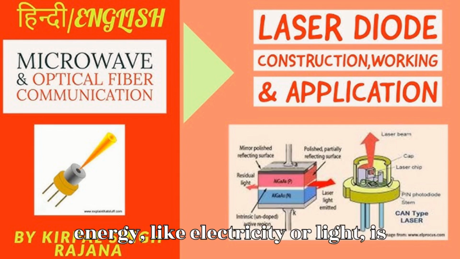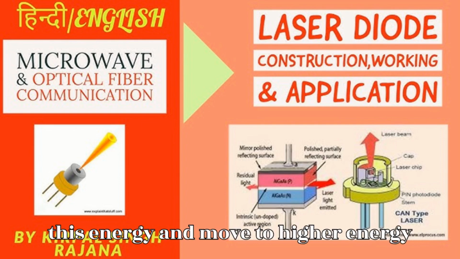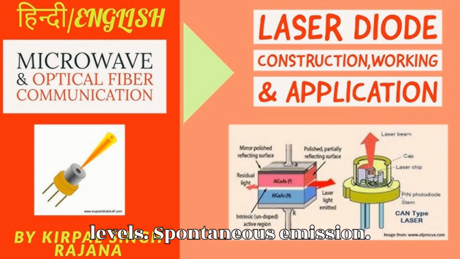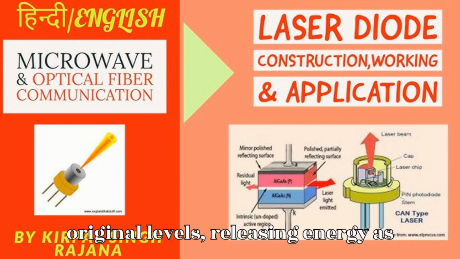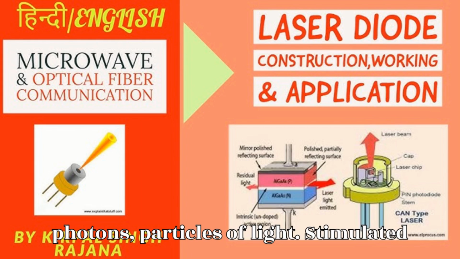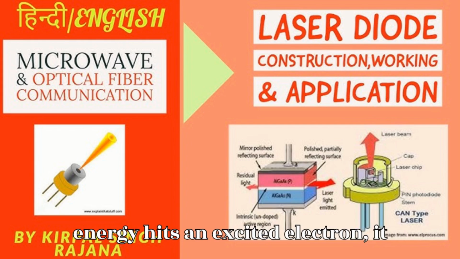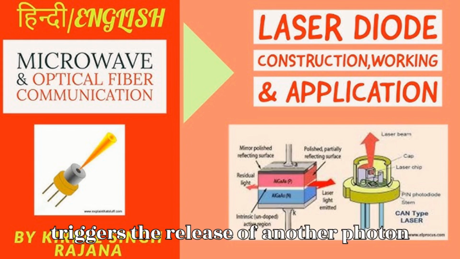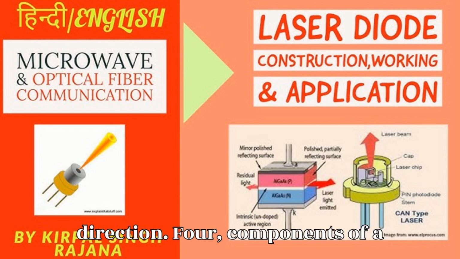Absorption. When energy, like electricity or light, is applied to atoms, their electrons absorb this energy and move to higher energy levels. Spontaneous emission. Electrons eventually drop back to their original levels, releasing energy as photons, particles of light. Stimulated emission. When a photon of the right energy hits an excited electron, it triggers the release of another photon with the same energy, phase, and direction.